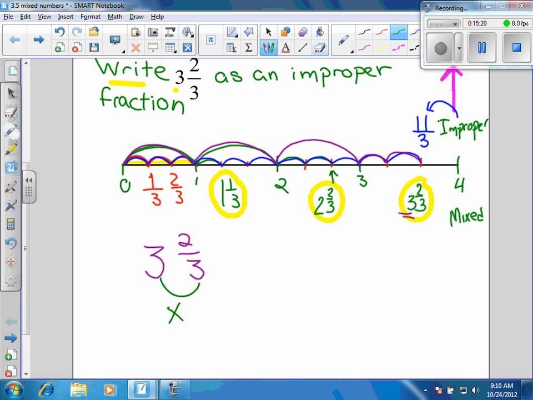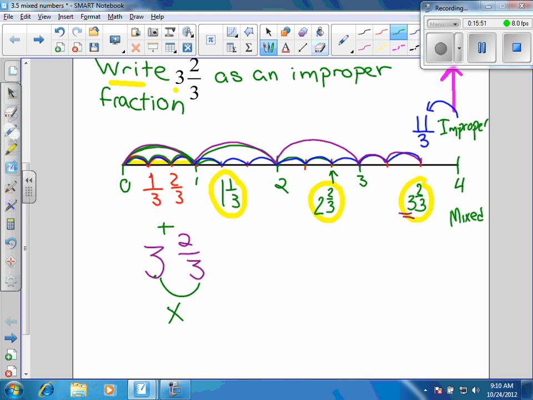Why? Because the bottom number is equal to 1 of a whole number. So the bottom number represents the little jumps. So there's 3 little jumps in a whole, right? So we're saying we have 3 wholes here. So we're going to multiply by how many little jumps we have. So what's 3 times 3? 9, right? And then what do, Sasha? You add 2.